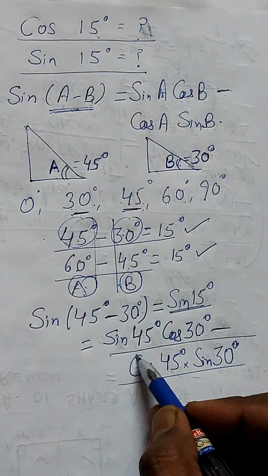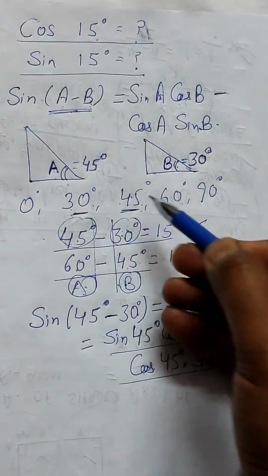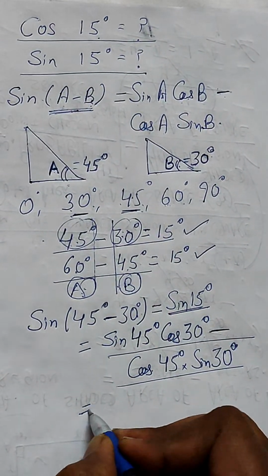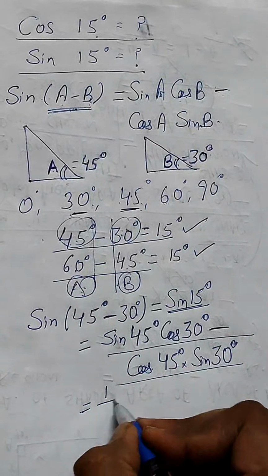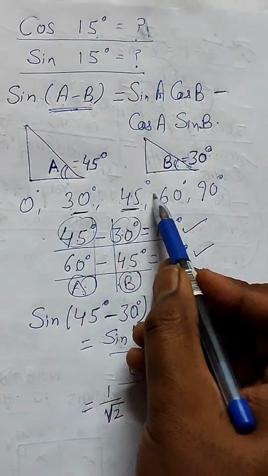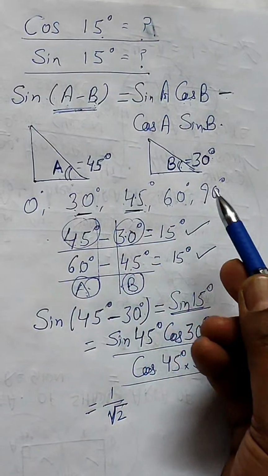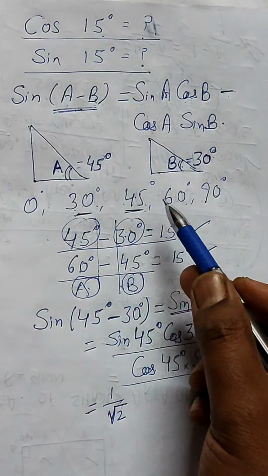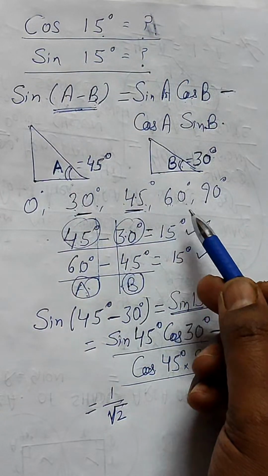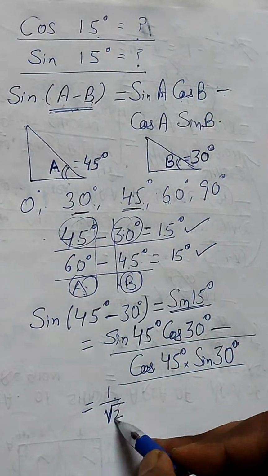Just put the values now. What is the value of sine 45? The value of sine 45 is 1 by root 2. A few of these values you need to remember. For 0 degree, 30 degree, 45 degree, 60 degree and 90 degree, you need to remember the value of sine, cos, tan and the reverse of all that, that means cosec, sec and cot. So sine 45 is 1 by root 2.